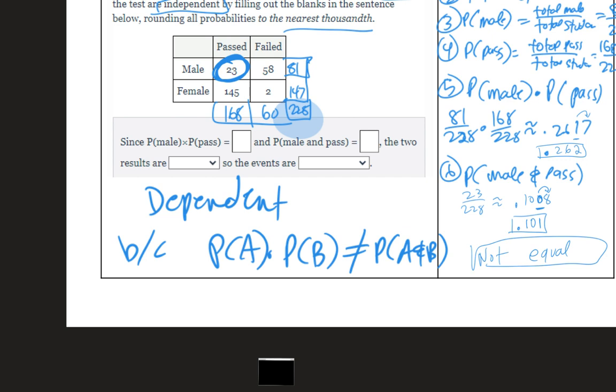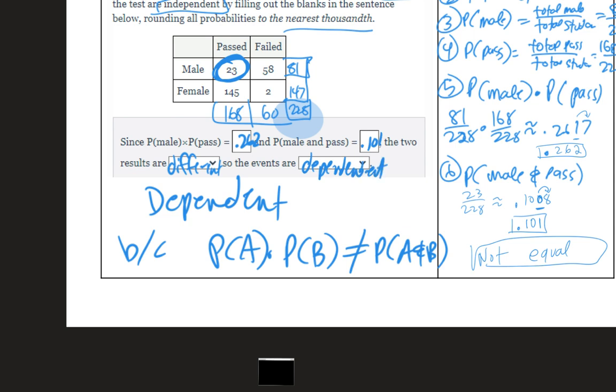Okay, so let's go ahead and type in our information over here. It said the probability of male times passing was 0.262. And the probability of male and passing was 0.101. So the two are different, so they are dependent.